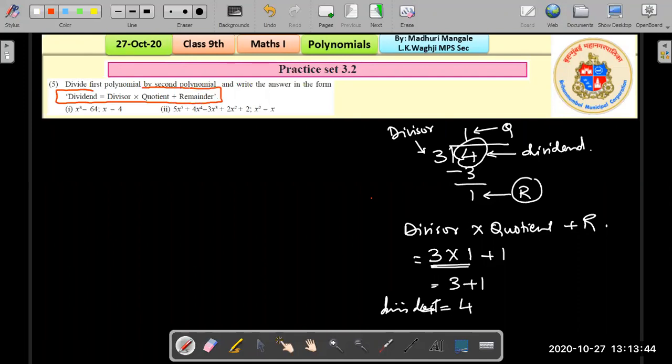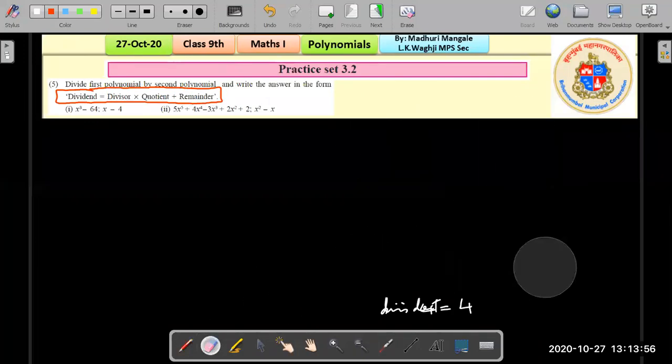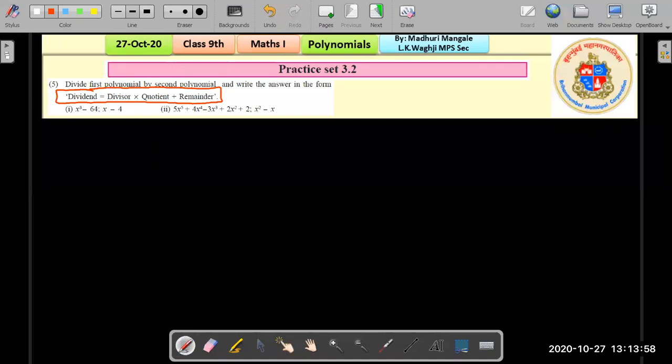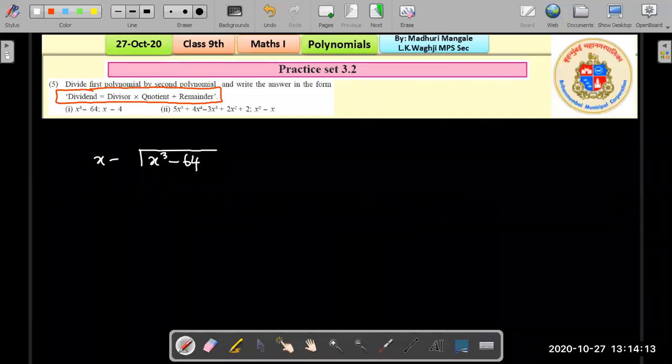And what we are asked to do in this problem is divide the polynomials and write the solution in this given format. Okay, so let's begin with this problem. We start with writing out the dividend inside and the divisor outside. So x cube minus 64, we are dividing this by x minus 4.